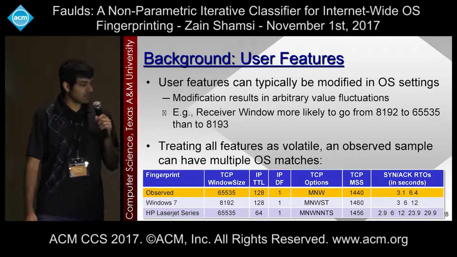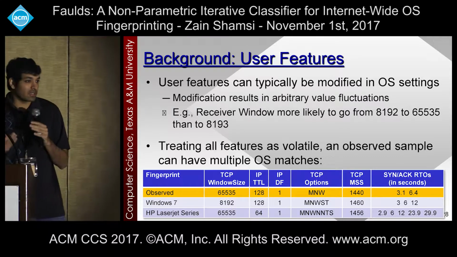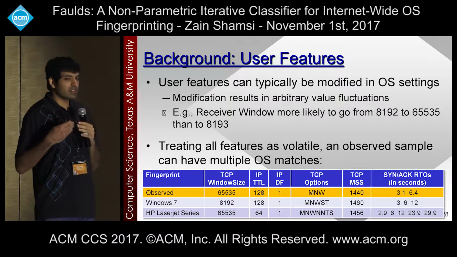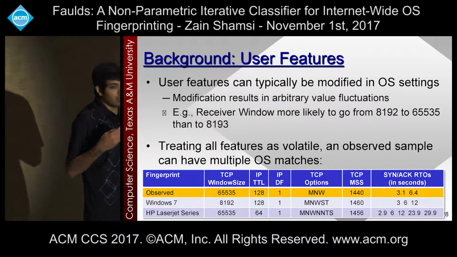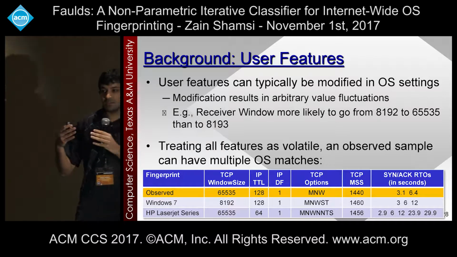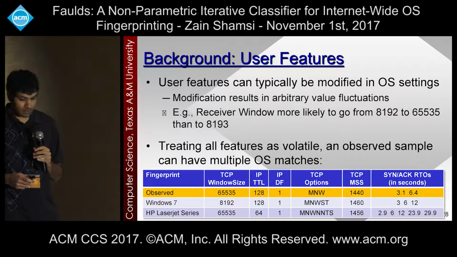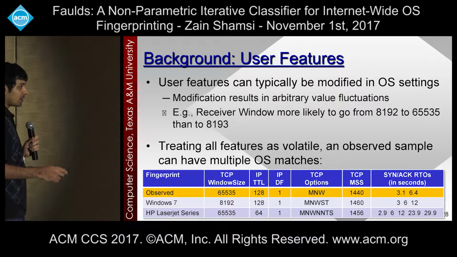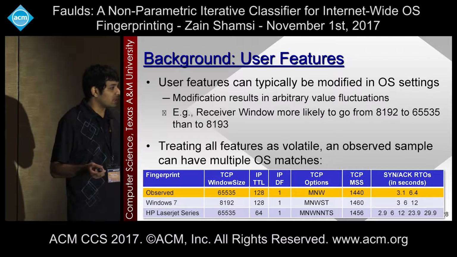Now the user features, these can typically be modified in the Windows registry or Linux file settings. And these usually result in arbitrary fluctuations, right? A user will most likely go and change an 8K window size to 65K, not 8K plus 1. Sorry about that. So really what we have to do is treat all our features as volatile.